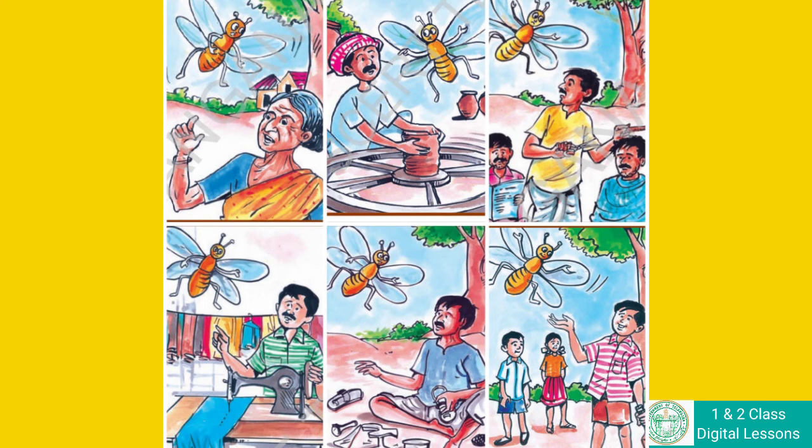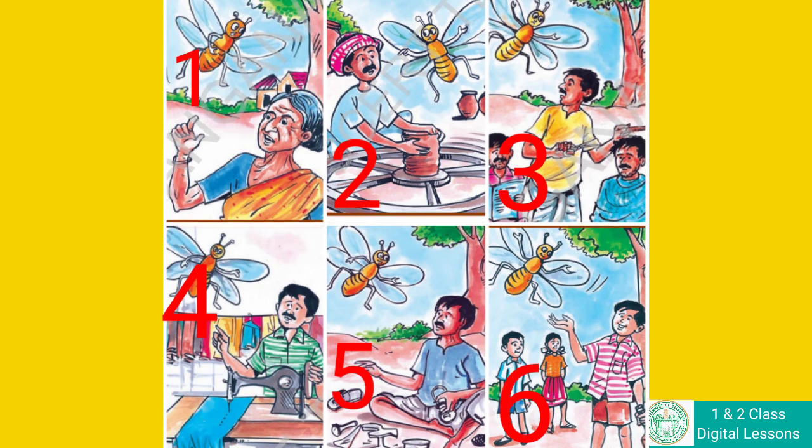Children, in this story, our fly first went to an old woman. An old woman sent our fly to her son Potter. Potter sent our fly to the barber. Barber sent our fly to the tailor. Tailor sent our fly to the cobbler. At last, fly went to the children. There, fly knows her name.